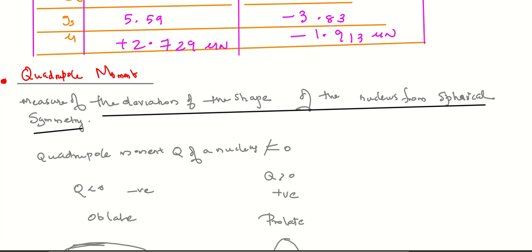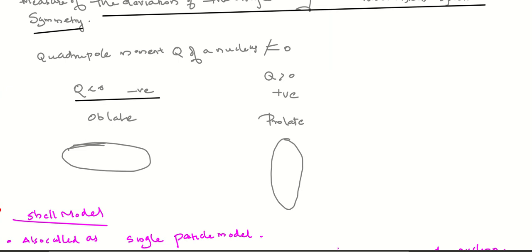If Q is less than 0, that is negative, the shape of the nucleus is oblate. If Q is greater than 0, that is positive, the shape of the nucleus is prolate.